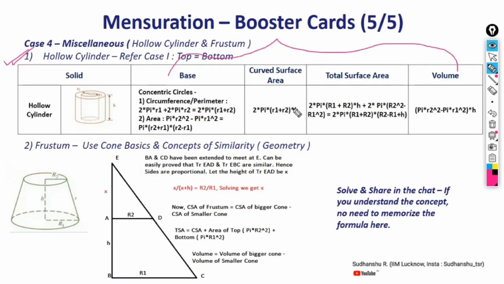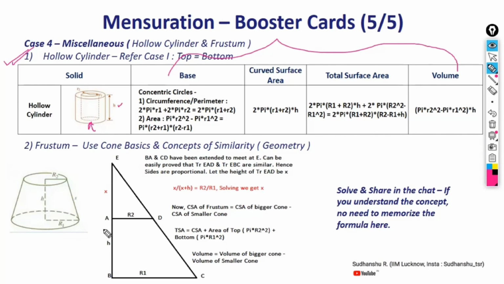Don't memorize these formulas. You don't actually need to. If you know the concept, all you have to do is calculate the circumference here, multiply with height, you get curved surface area. Add the base and top to it, you get total surface area. And obviously, you calculate area of the base, multiply with height, you get the volume also.